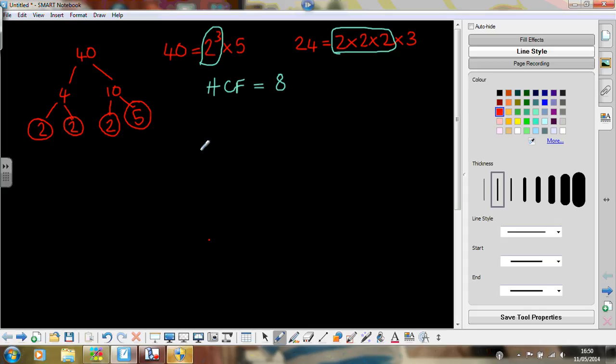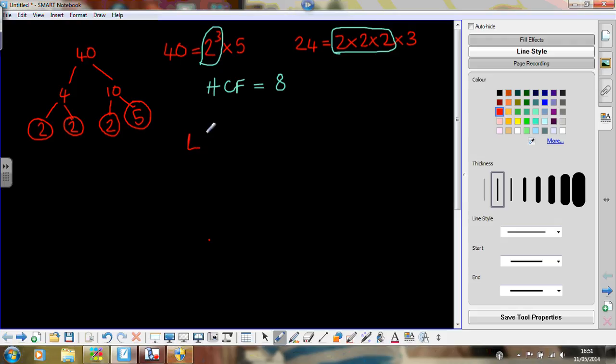Part 2 asks you to work out the lowest common multiple. So in this one, the lowest common multiple is the lowest number that when you multiply 40 by and 24 by is the same number. So when you go through your 40 times table, your 24 times table, there will be the smallest number in common between the times tables. So we know that 8 is in common to both.